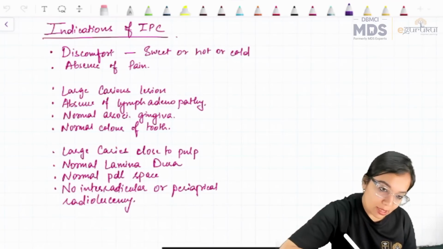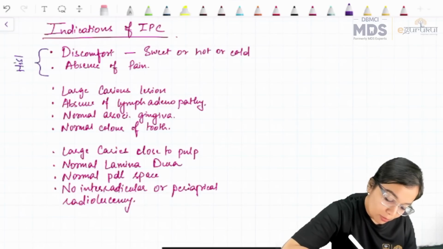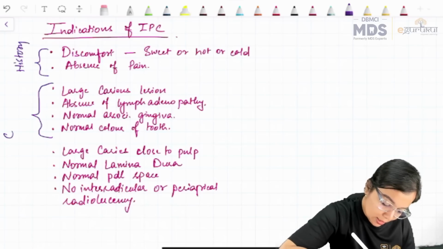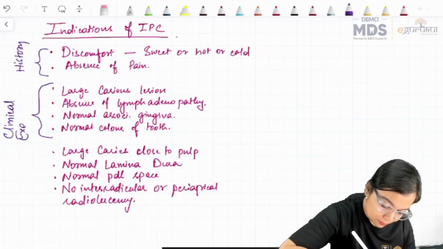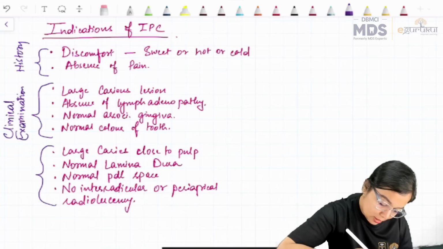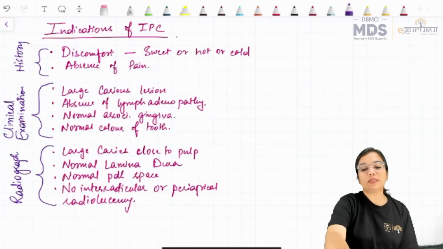So this is the patient's history, what the patient conveys. This is the clinical examination. And this is what is seen on the radiograph. Okay, so this is what basically happens in case of an IPC.